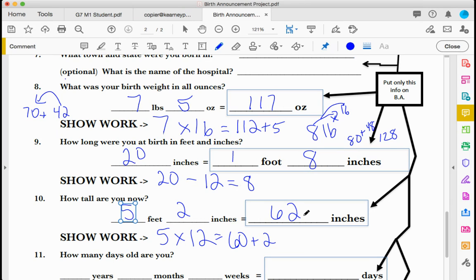Again, tomorrow I will help you with 11 and 12, but if you can do 1 through 10, have that done, start working towards maybe building a prototype of your birth announcement, starting on the computer or whatever you're gonna do, that would be great.